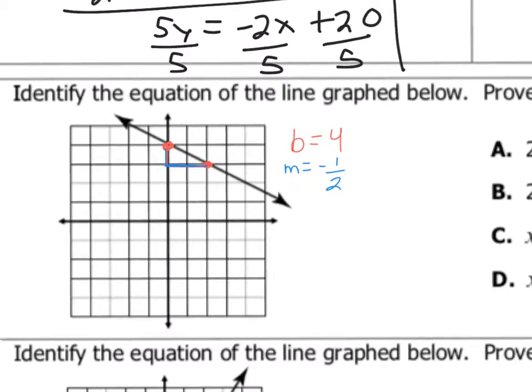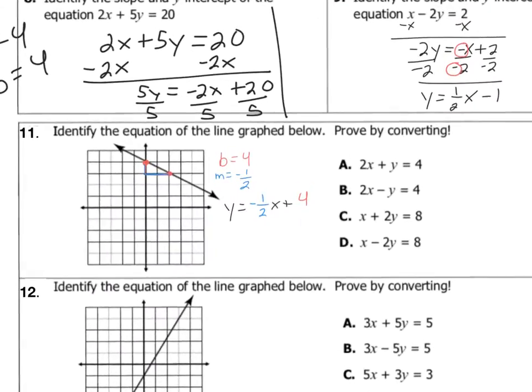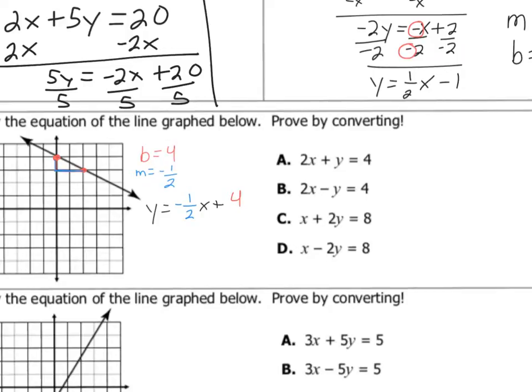So in slope-intercept form, that would be y equals our slope, which is negative 1/2 x plus our y-intercept, which is 4. Now, if you notice, all your answer choices are in standard form. So what would you do? You would need to change either this equation to standard form, or you would need to change these equations to slope-intercept form and see which one matches with your original equation.